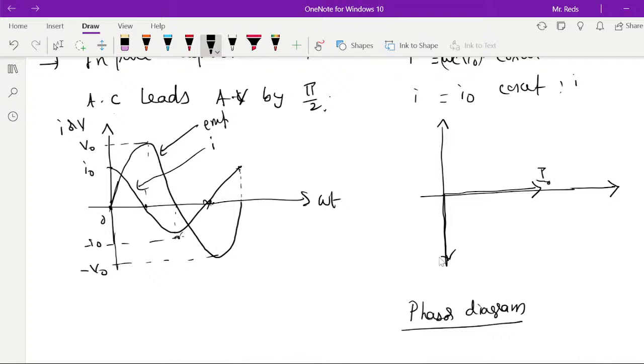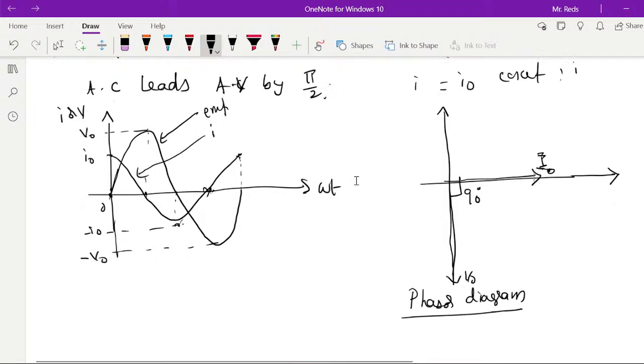So usually V naught will be more. Voltage will be larger, so you have to represent it with a lengthy line, so they represent V naught. And the phase difference between them is 90 degrees or pi by 2 radians. So this is how you can represent the phasor diagram or phasor representation of alternating current and alternating voltages and their peak values in this form. Got it? So this is a brief representation.